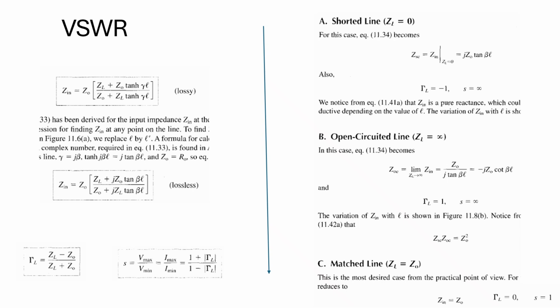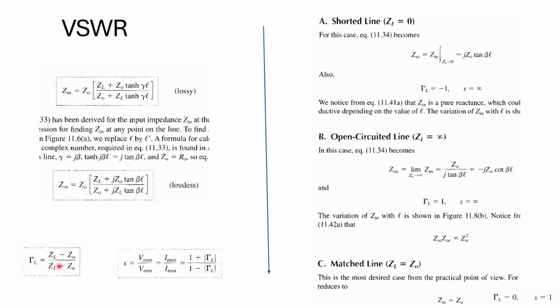And S, that is SWR, standing wave ratio, can be calculated as the ratio of V max by V min, or I max by I min. It can also be calculated as (1 plus tau L) divided by (1 minus tau L). For different cases, like a shorted line, ZL is equal to 0. All these are for transmission lines only. Suppose ZL is 0, then what will be the value of Zin? Zin will be j Z naught tan beta L, and this is for your shorted line. In that case tau L will be minus 1. How will tau L be minus 1?